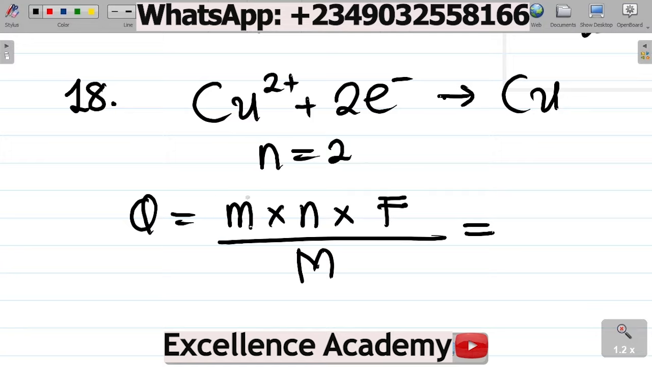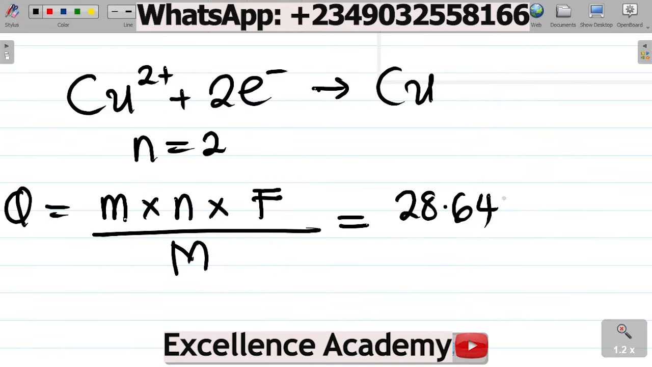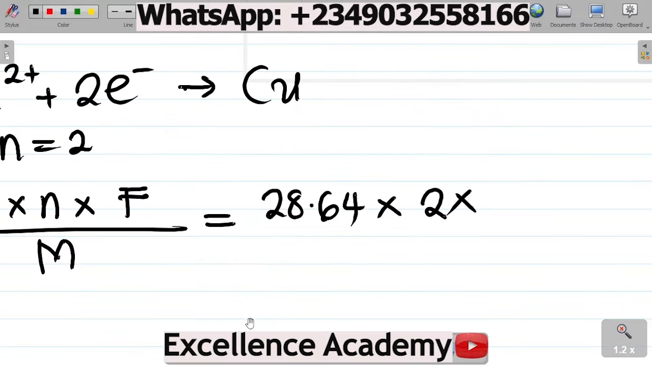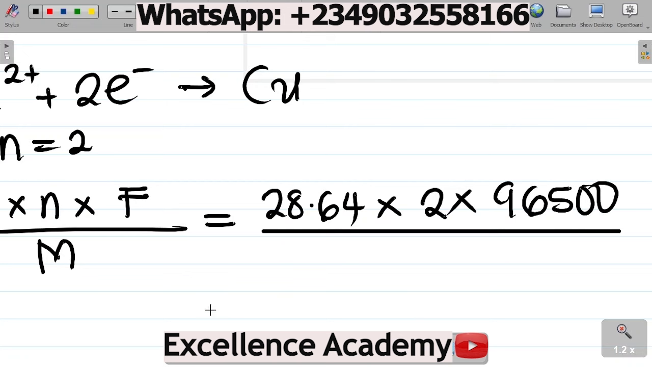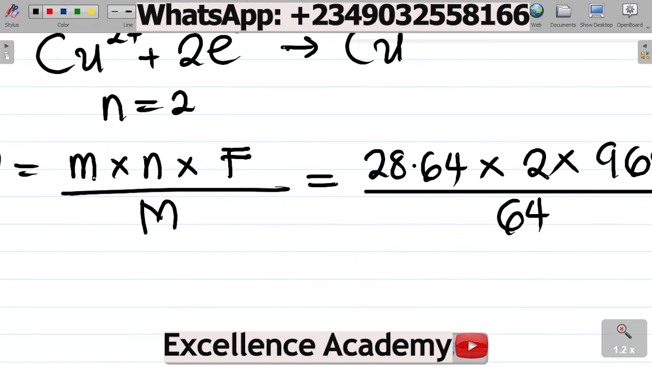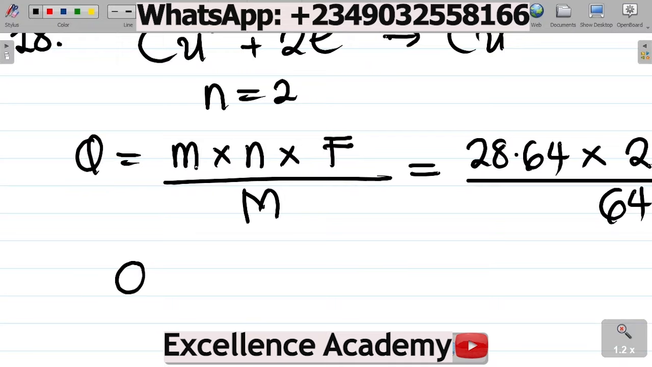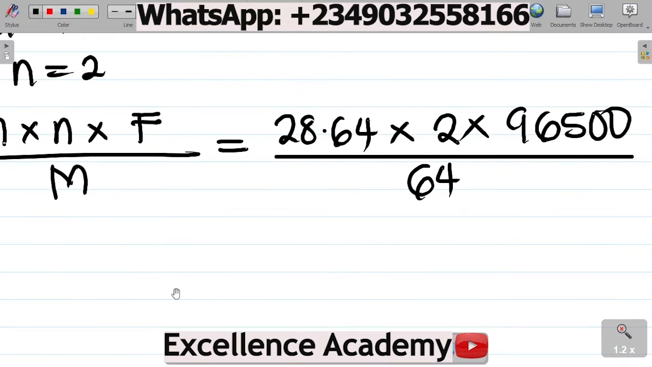This is equal to the mass as given in the question, 28.64, times n, the number of electrons discharged, which is 2, times Faraday's constant, 96,500, all over capital M, which represents the atomic mass of copper, which is 64. If you punch all of this, let's get the numerator. Let me get my calculator real quick.